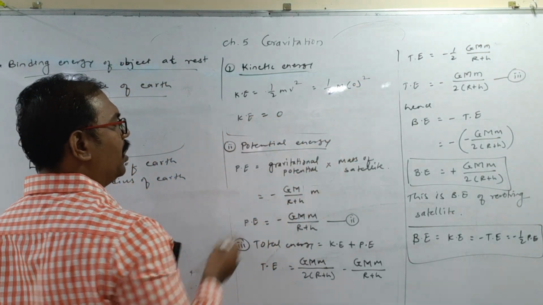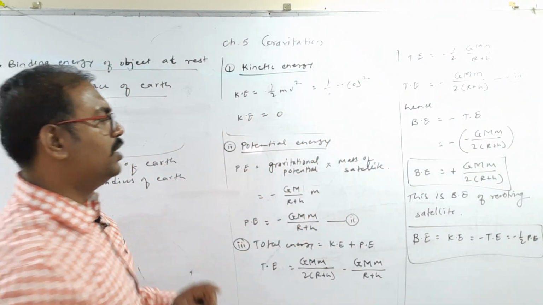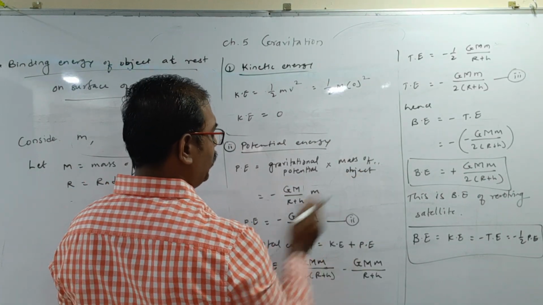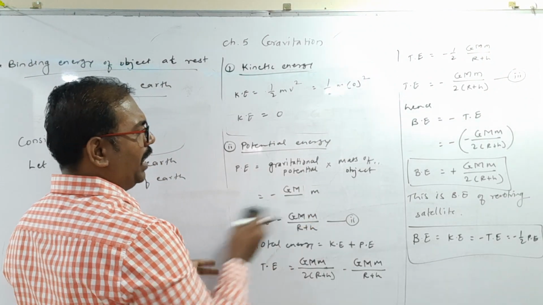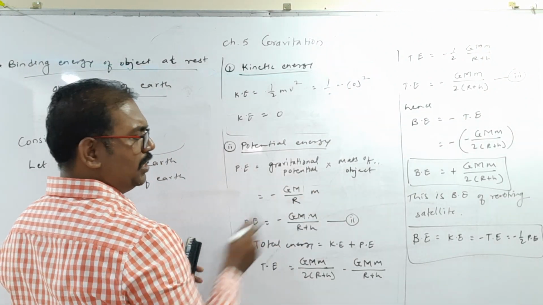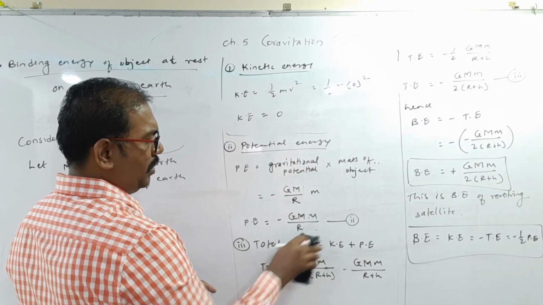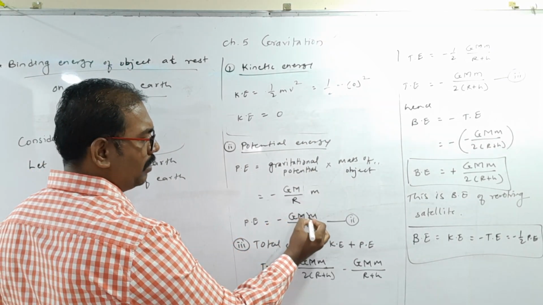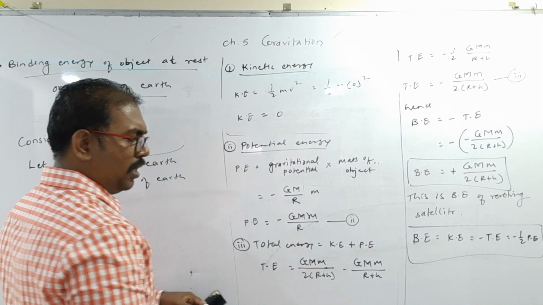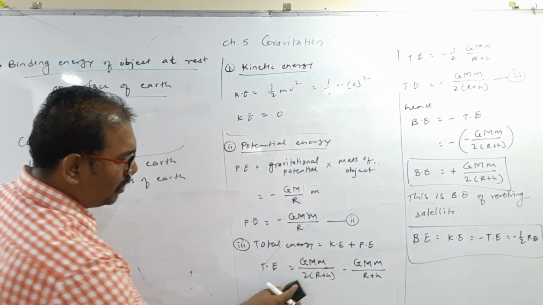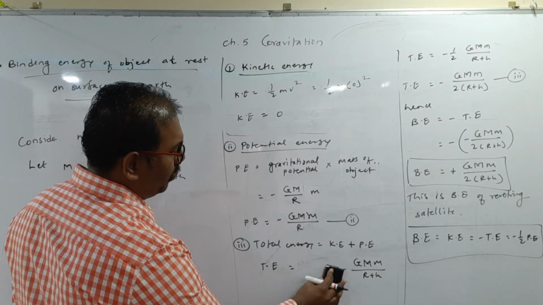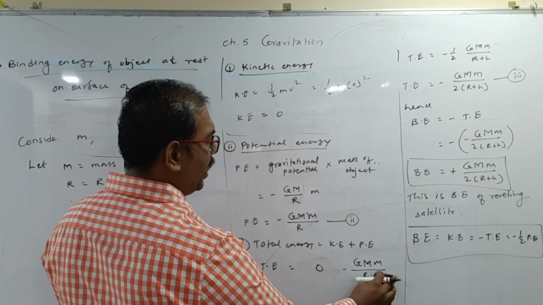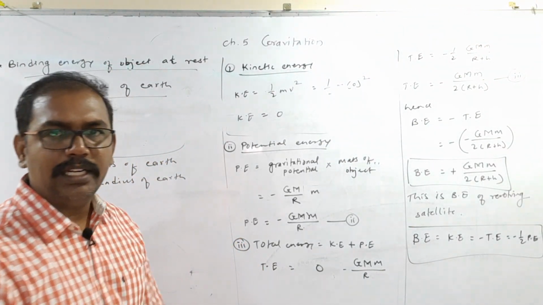Kinetic energy 0. Potential energy, gravitational potential into mass of object. Instead of satellite, I can use a mass of object. So here minus GM by R is the gravitational potential, mass of object is m. So we get minus GMm divided by R. So this is the potential energy. Total energy we can find out this. Kinetic energy is 0 and potential energy is minus GMm by R. So this is the total energy.